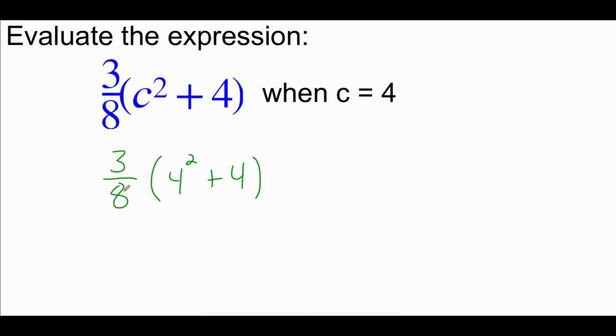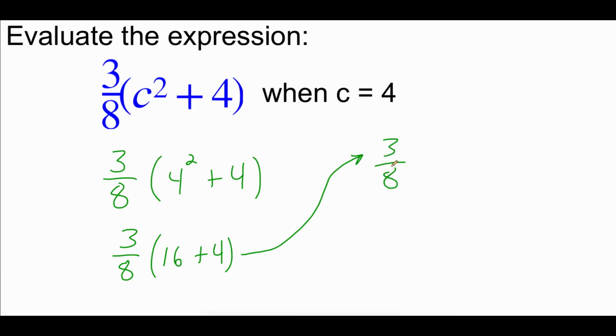Now, order of operations says that we're supposed to start inside of the parentheses first, and the exponent has the highest order of preference inside of that set of parentheses, so we're supposed to square that 4 first. So we're going to have 3/8 times 4 squared is 16, and then we've got our plus 4. Now 16 plus 4 should give me 20 inside of that set of parentheses. Now I'm running out of room, so I'm going to move over here. So we're going to have 3/8 times 20.